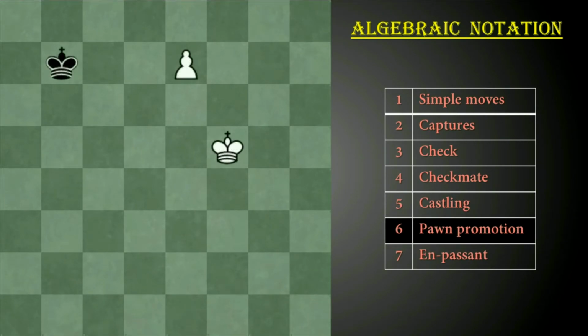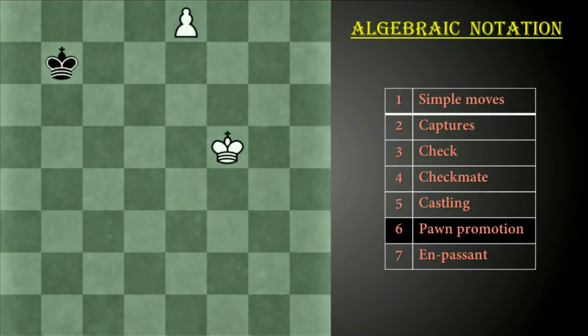I hope you know about pawn promotion. Well, here the pawn moves to e8 and is promoted as queen. How is it recorded? Simple. e8 Q. That's it. Similarly, if you want to under promote, you may write it down as e8 R for rook, e8 B for bishop and e8 N for knight.